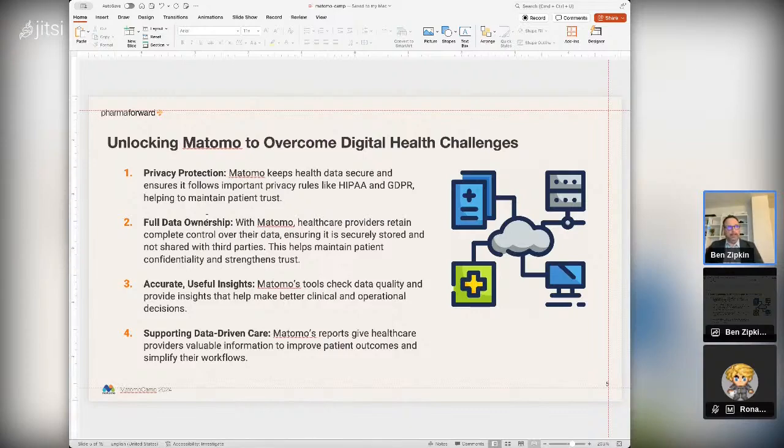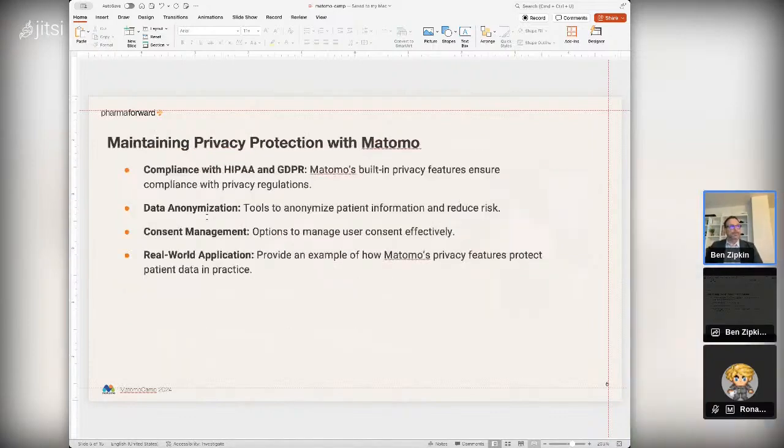And connected with that is also just how useful it is to have the kind of accurate insights that we're able to pull from Matomo, especially in connection with the data warehouse, to find real data insights that we probably would not have been able to find using other analytics platforms. So from a privacy standpoint, critical elements are ensuring HIPAA and GDPR compliance.